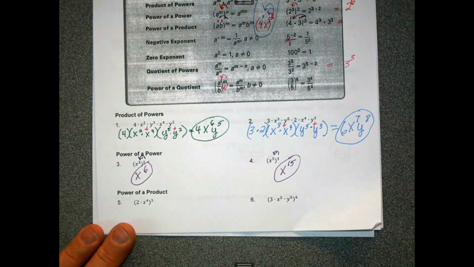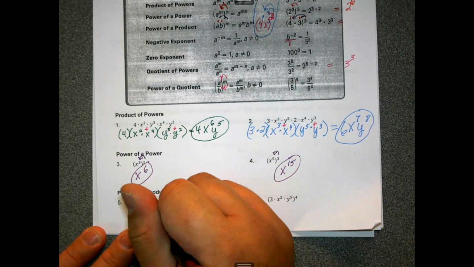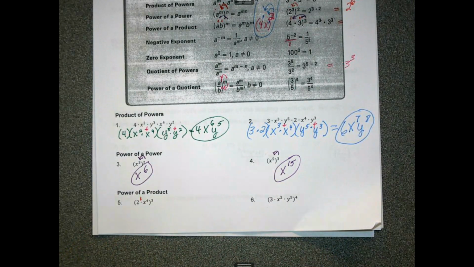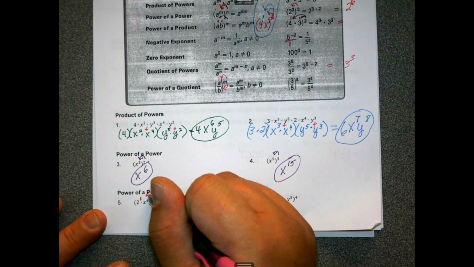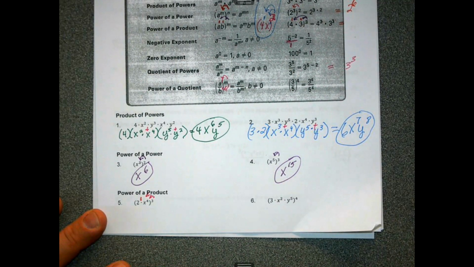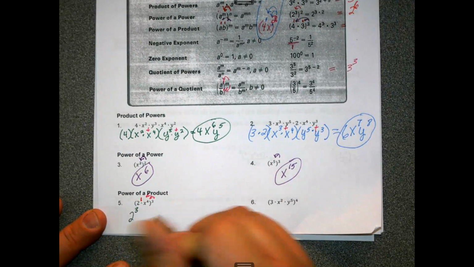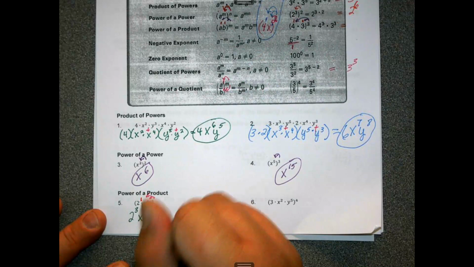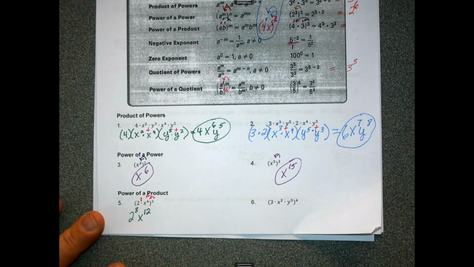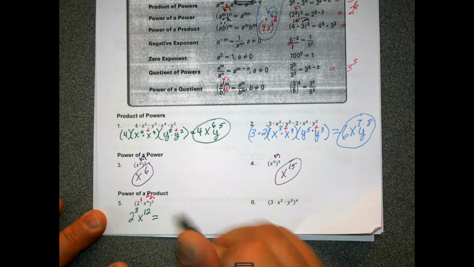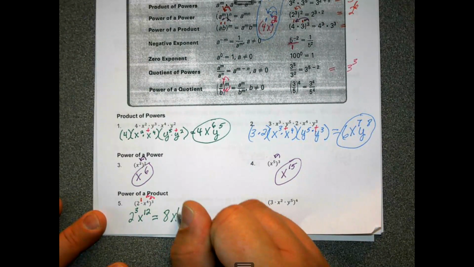And here I have the power of the product because I have different bases, right? Be careful. If I put a 1 there so I don't make mistakes, I'm going to have to distribute that 3 to each one of the exponents. So I have 2 to the 1 times 3 is 3. x to the 4 times 3 is 12. And if you want, you can multiply that 2 cubed out: 8x to the 12.